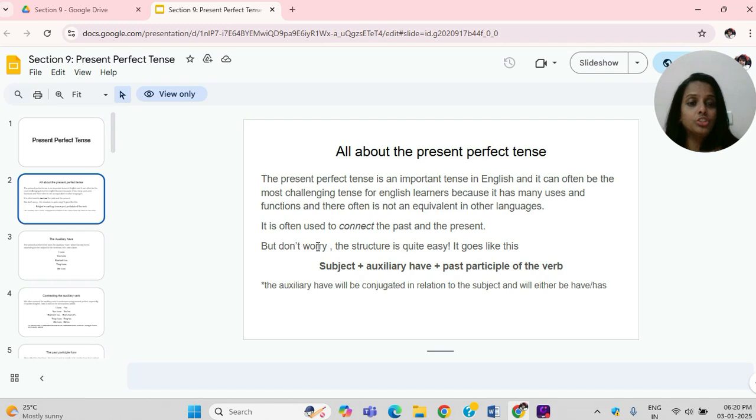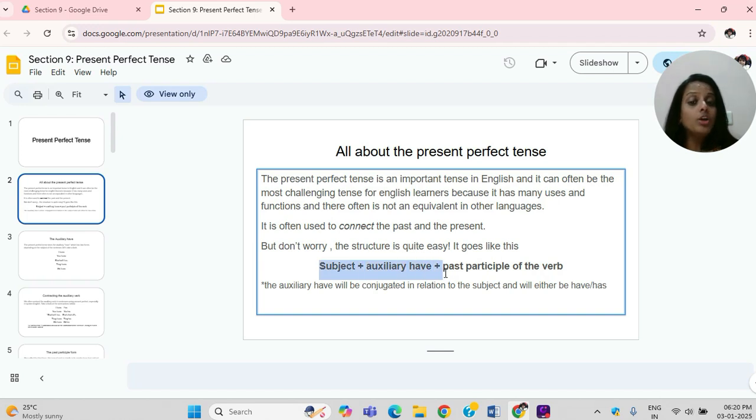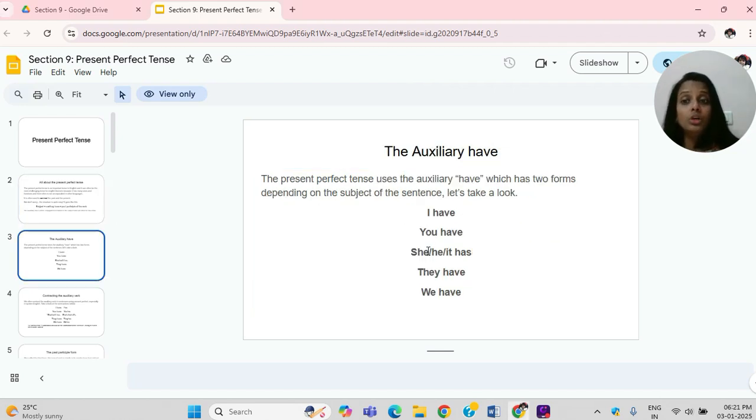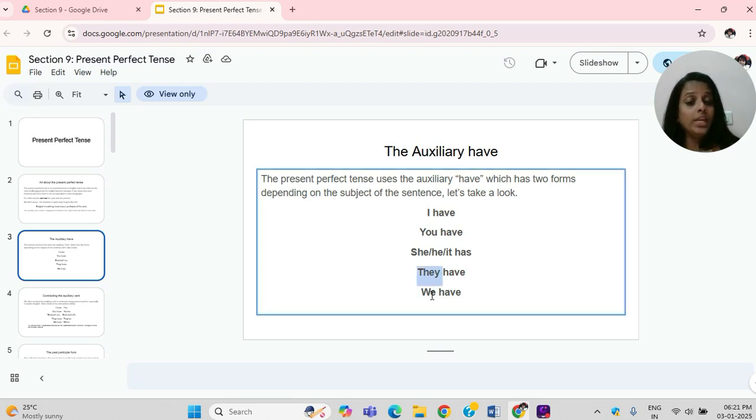And let's see the structure of present perfect tense. When it comes to the structure, it's simple. Subject plus auxiliary have plus past participle of the verb. We usually say it as the third form of the verb. The auxiliary verb have changes according to the subject. So if we are using the subject as I, you, they, or we, then have will come. If we are using she, he, or it, has will come.